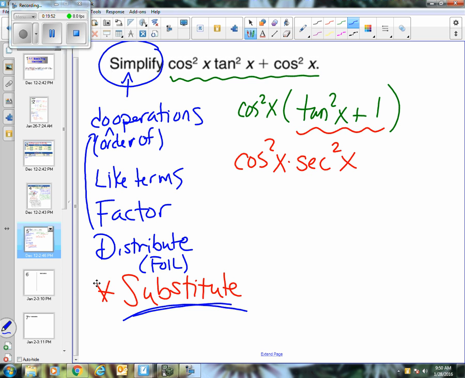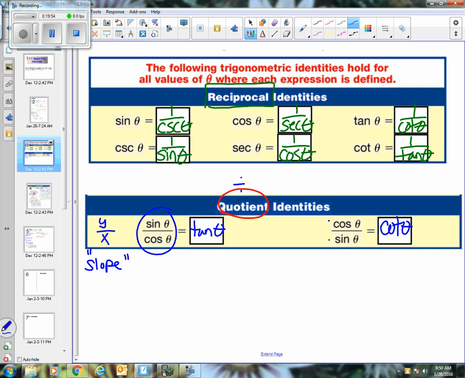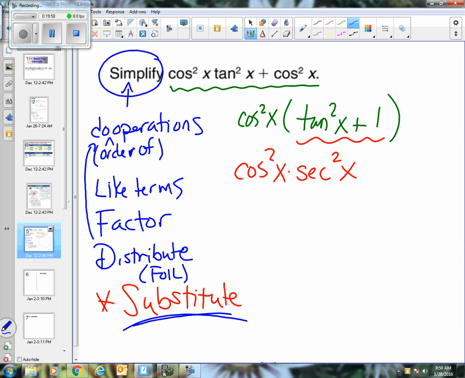Is there a way I can substitute again to make this better? So go back to your identities and see if we can come up with anything. All right, so here's a question for you. What do you know about cosine and secant? These two functions, cosine and secant.